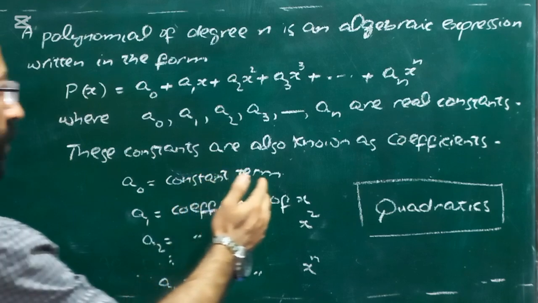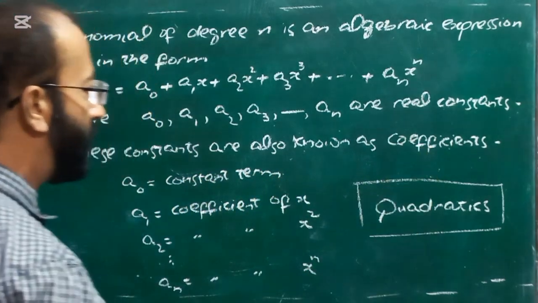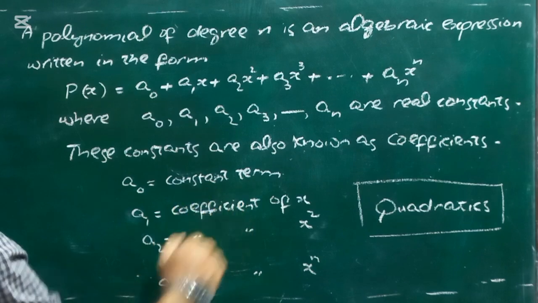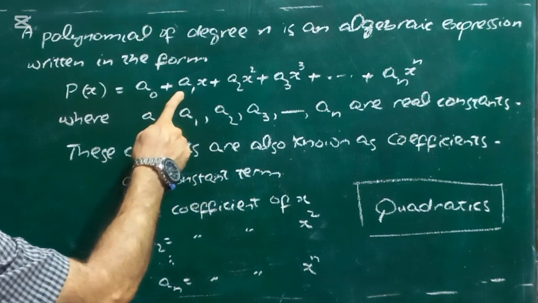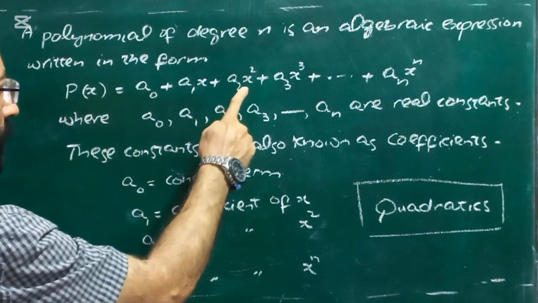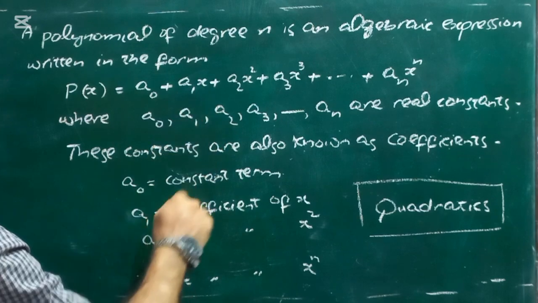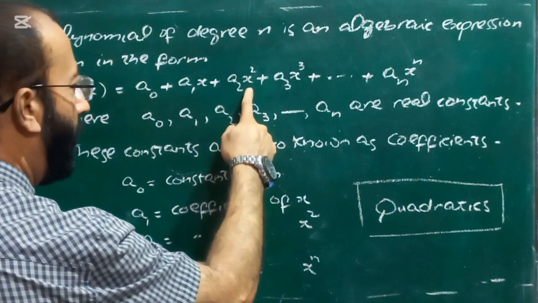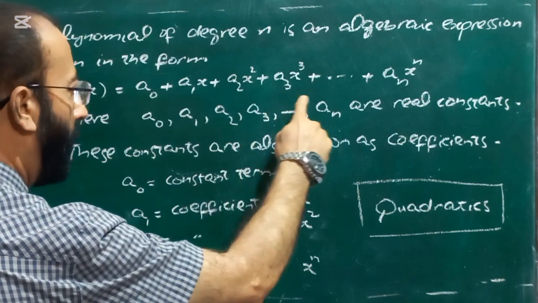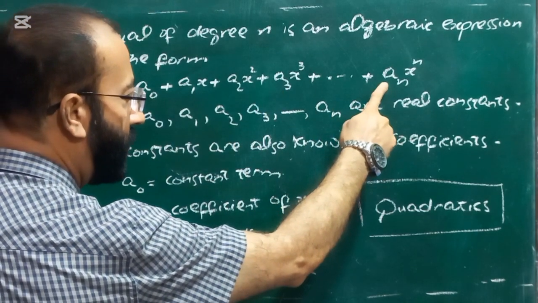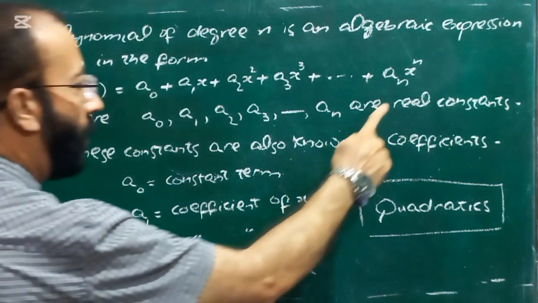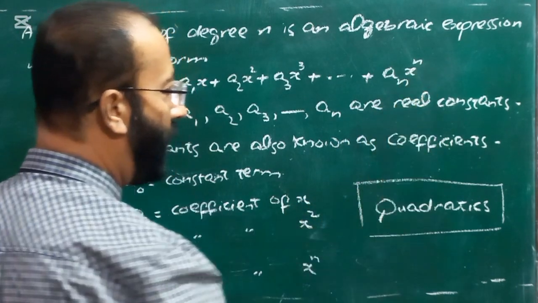These constants are also known as coefficients, where a0 is the constant term, a1 is the coefficient of x, a2 is the coefficient of x², and so on, and the last one, an, is the coefficient of x raised to power n.